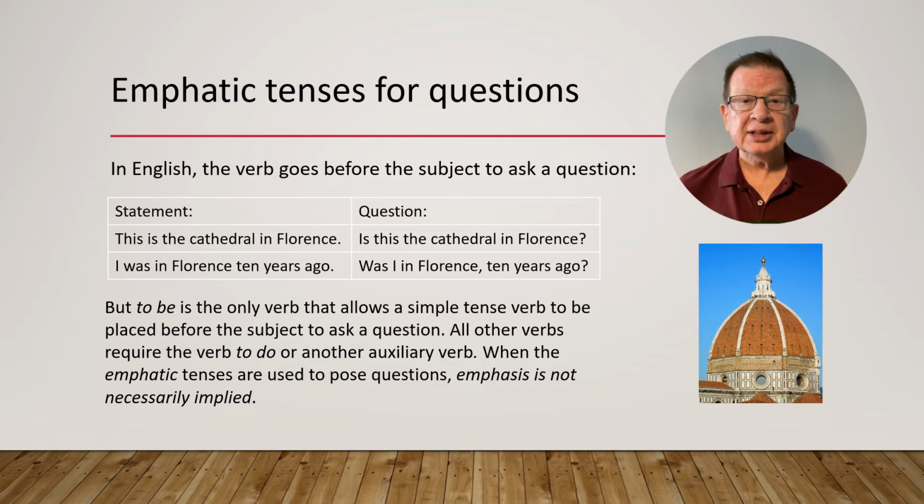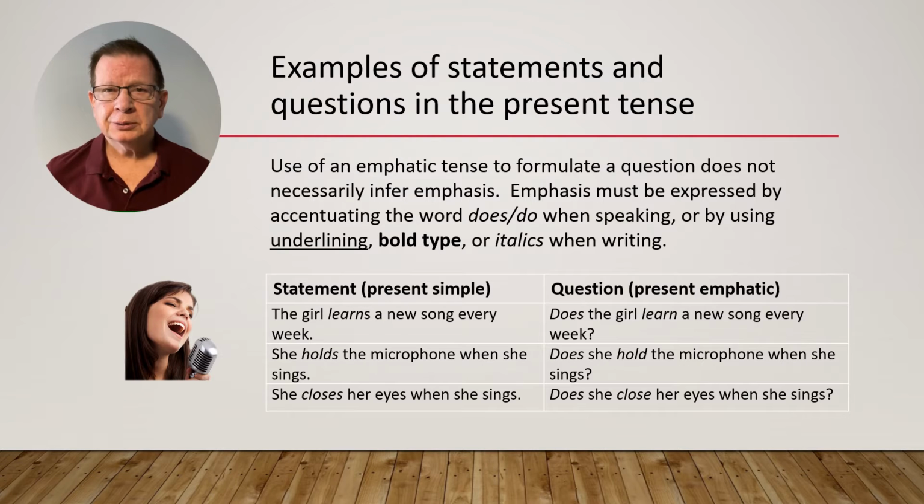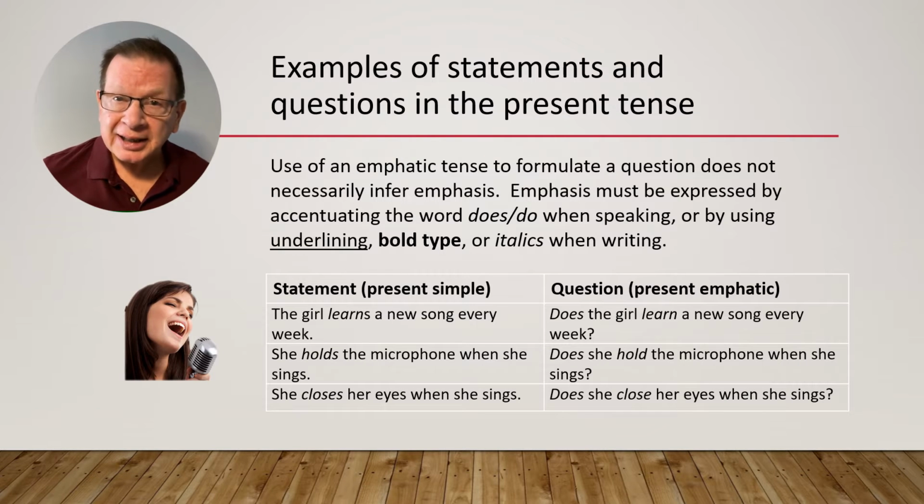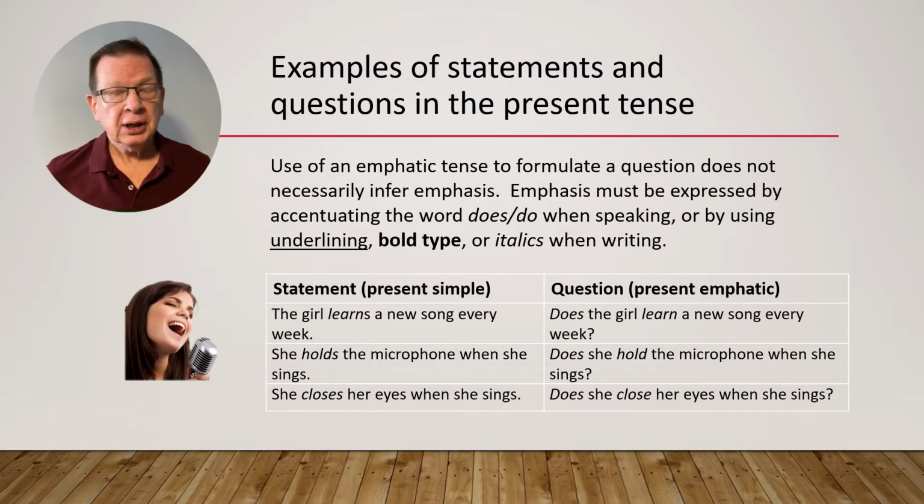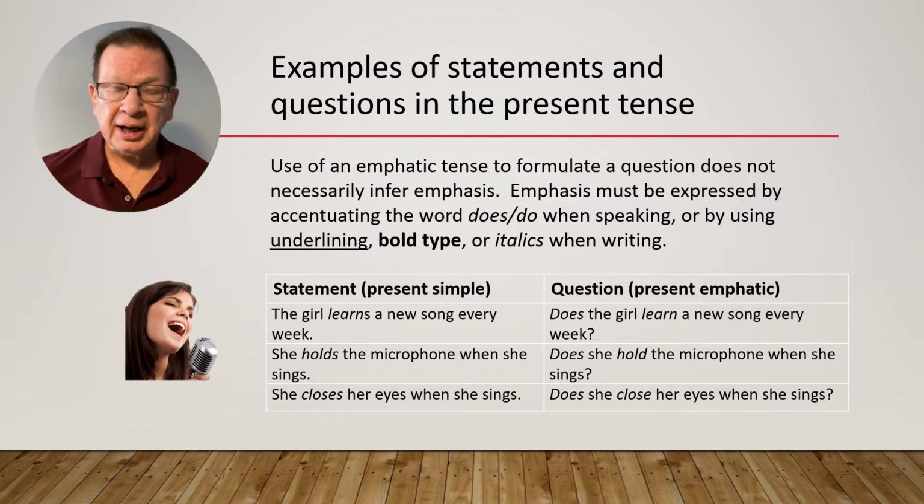When the emphatic tenses are used to pose questions, emphasis is not necessarily implied. Use of an emphatic tense to formulate a question does not necessarily infer emphasis. Emphasis must be expressed by accentuating the word do or does when speaking, or by using underlining, bold type, or italics when writing. Let's compare some statements in the present simple with questions using the present emphatic.